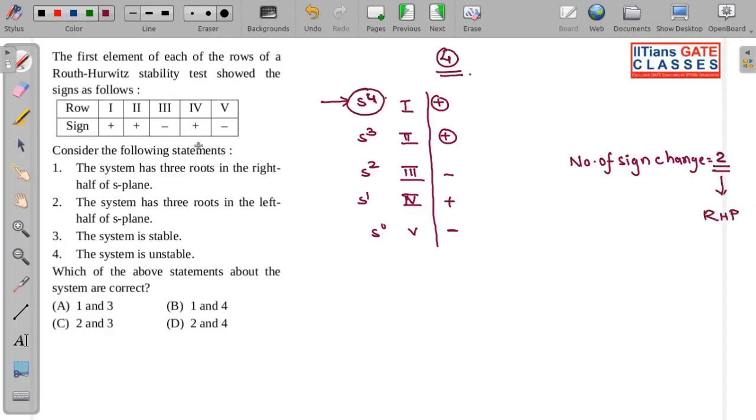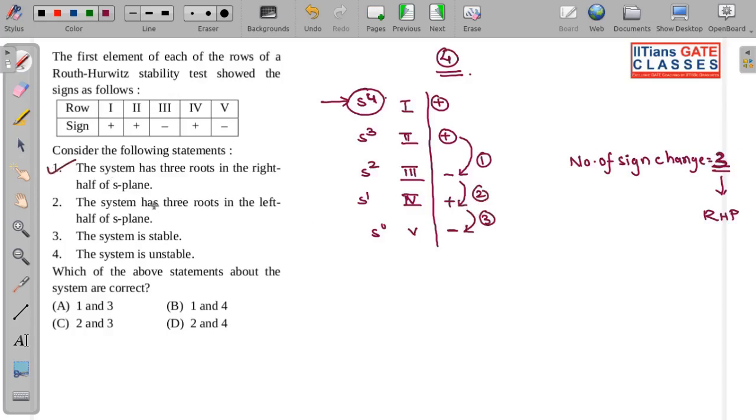So let us look at the statements. The first statement over here is the system has 3 roots in the right half of S plane. So this is wrong. So one sign change, and over here, sorry. So we have one sign change over here, second sign change over here, and third sign change over here. So the number of sign changes is 3. I am very sorry. So there are 3 sign changes.